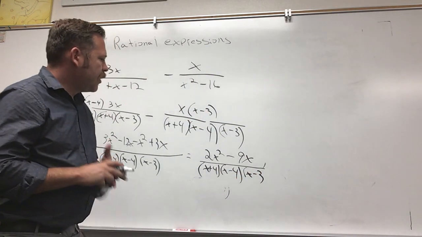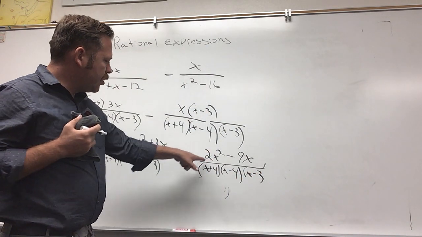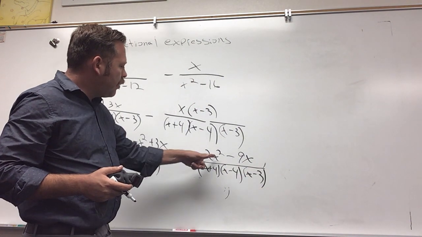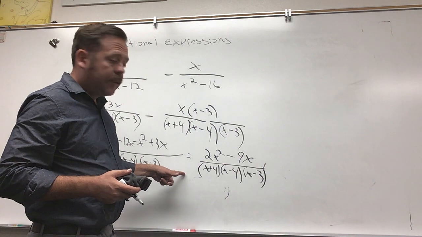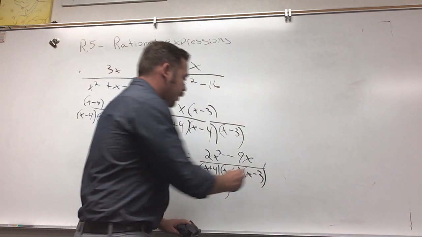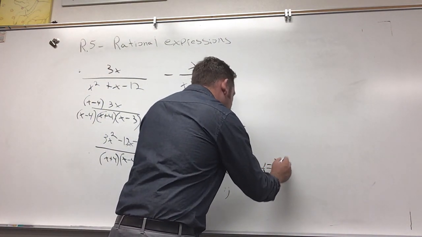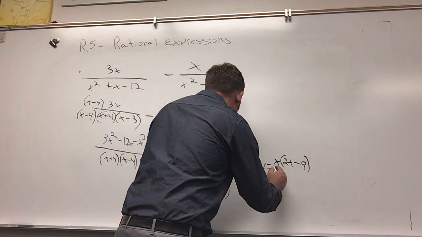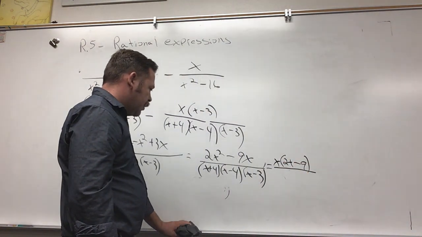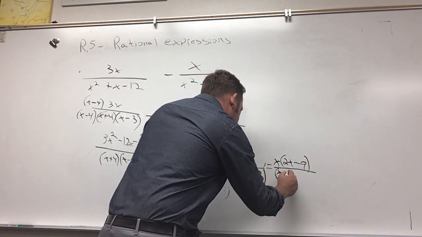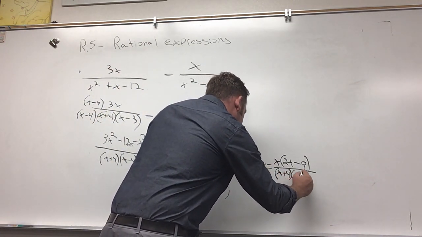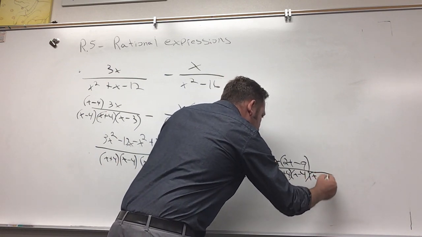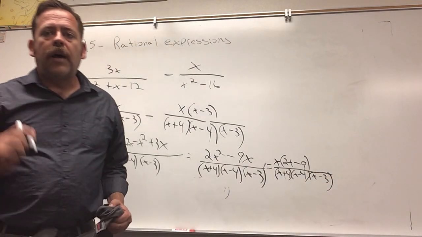Now the last thing we want to check is if this numerator can be factored, maybe something can cancel. So we always want to try to factor. Well, really the only thing I can factor in that numerator, I can pull out an x, and if I do, I get x, and then I get 2x minus 9 over x plus 4, x minus 4, and x minus 3. I love it.